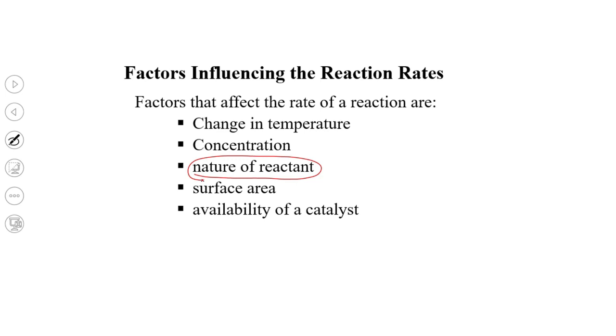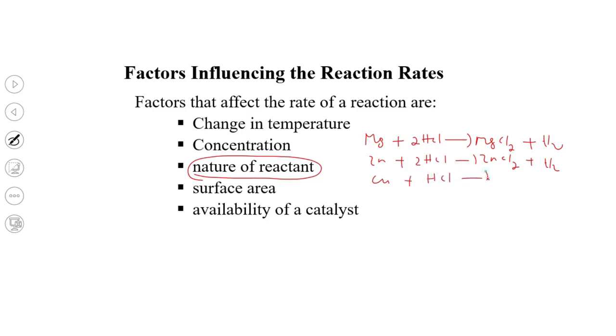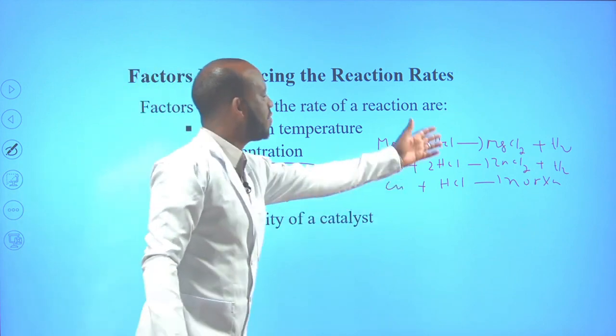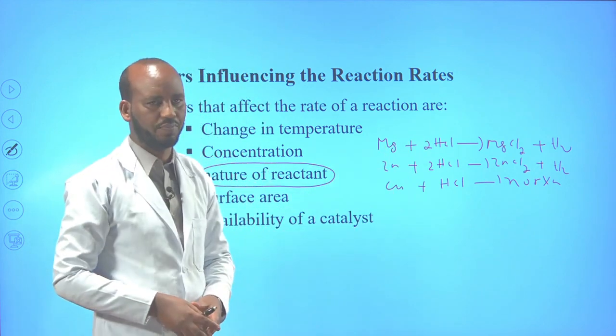You can take this as an example: magnesium plus hydrochloric acid to form magnesium chloride plus liberation of hydrogen gas H2. Again, zinc plus hydrochloric acid HCl to form zinc chloride plus hydrogen gas is liberated. Copper plus hydrochloric acid, copper plus HCl, no reaction. You see? Now this is chemical behavior of reacting substance.